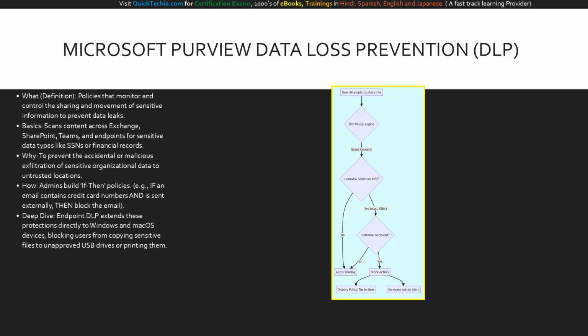Is the recipient external? If both conditions are met, the engine routes to the block action node. It doesn't just silently block it, it branches out to generate an educational policy tip for the user explaining why the action was blocked, while simultaneously firing an incident alert to the IT administrator. This is automated, intelligent governance.